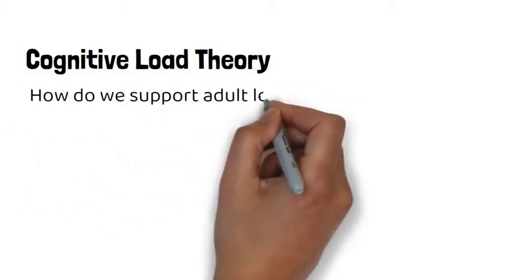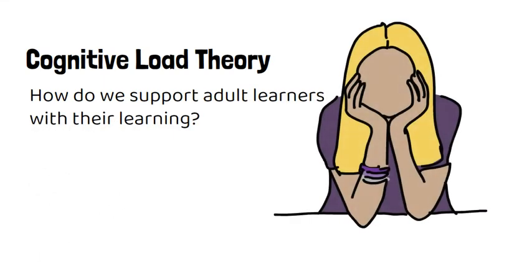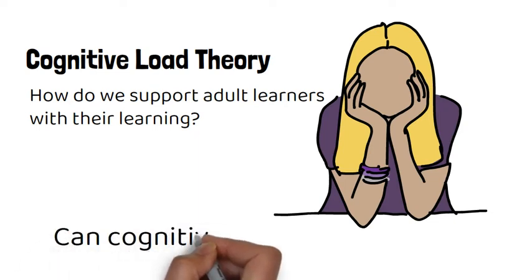How do we support adult learners with their learning? And how can knowing about cognitive load theory help with this? This short whiteboard animation provides an introduction.